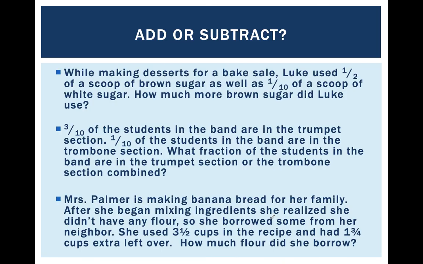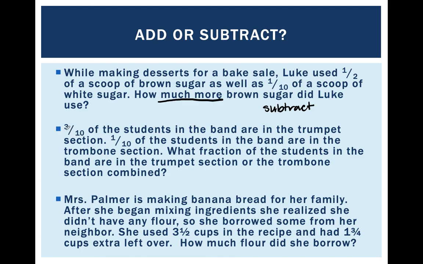That was a lot of information, so the last thing I want to talk about are just some key words to help us identify whether a word problem would be addition or subtraction. So this first example says, while making desserts for a bake sale, Luke used 1/2 of a scoop of brown sugar as well as 1/10 of a scoop of white sugar. How much more brown sugar did Luke use? The key words here are how much more, and that would represent that we would need to subtract the two amounts to figure out how much more one was than the other.